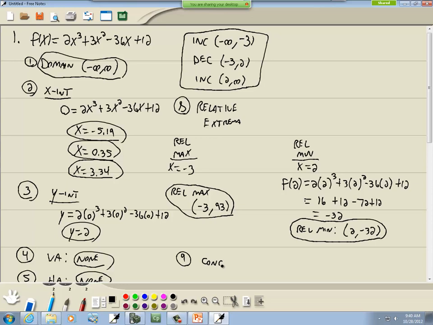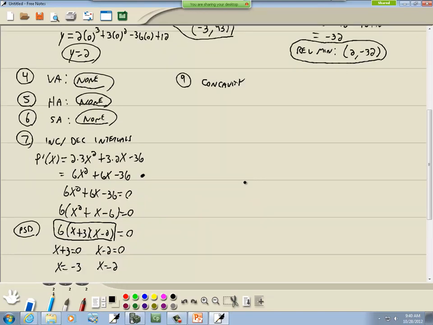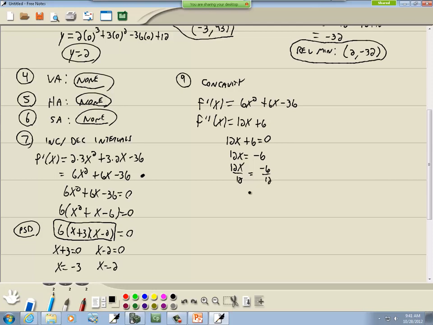Okay, ninth thing we're going to find is concavity. Well, I have to kind of locate my first derivative. Oh, here it is. So my first derivative was f prime is equal to 6x squared plus 6x minus 36. So to find our concavity, we have to find the second derivative. So I take the derivative of that, which would give us 12x plus 6. To find a critical value, set that equal to 0. So 12x plus 6 equal to 0, and solve for x. So it takes 6 over, becomes a negative 6. Divide both sides by 12, and we get x is equal to negative 1/2.